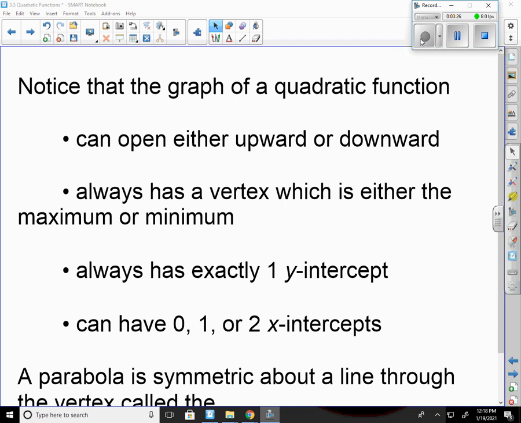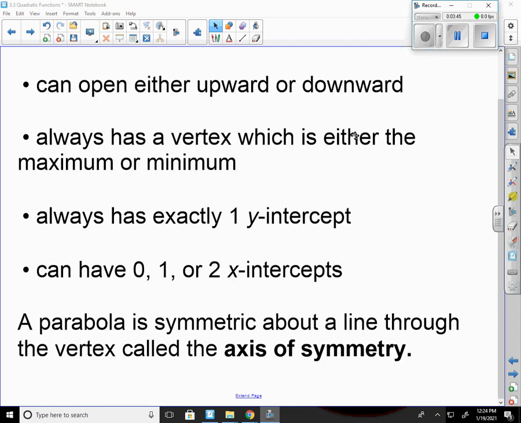You'll also notice that it always has exactly one y-intercept, in that it can have 0, 1, or 2 x-intercepts. A parabola is symmetric about a line through the vertex called the axis of symmetry.